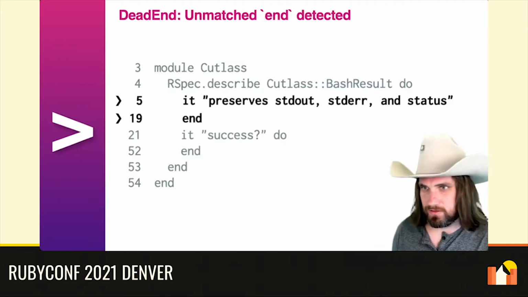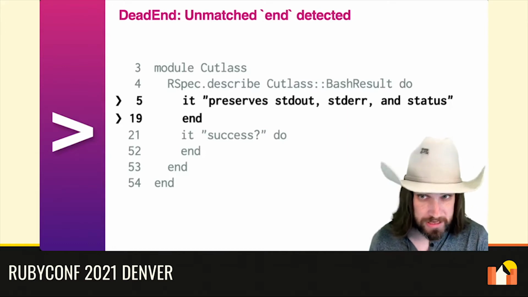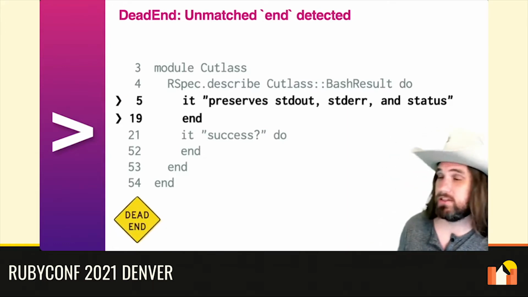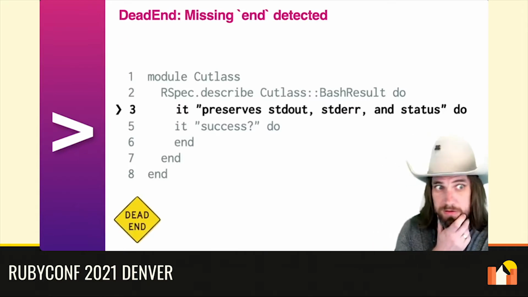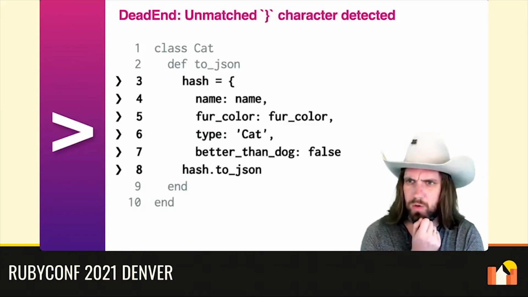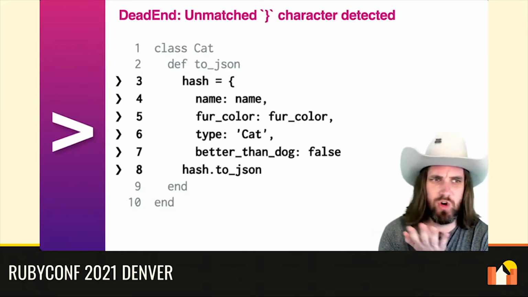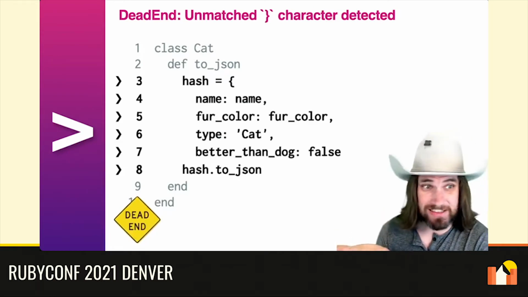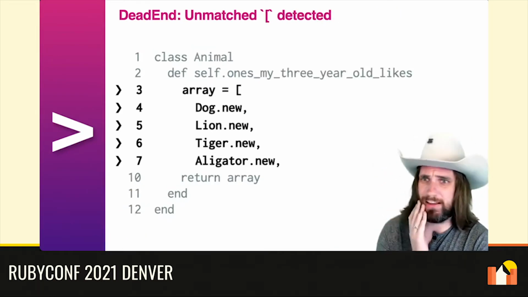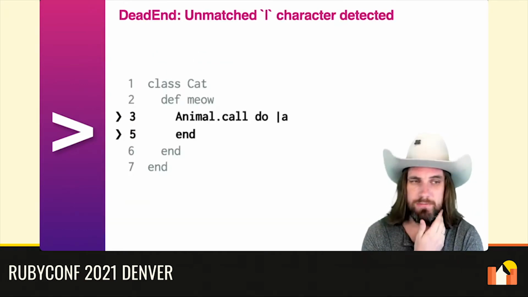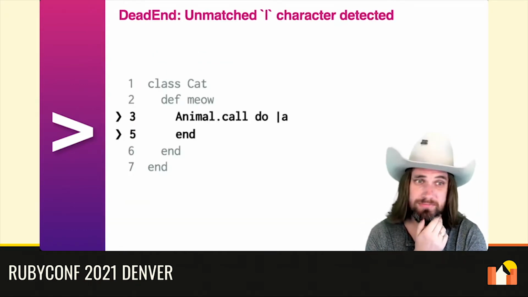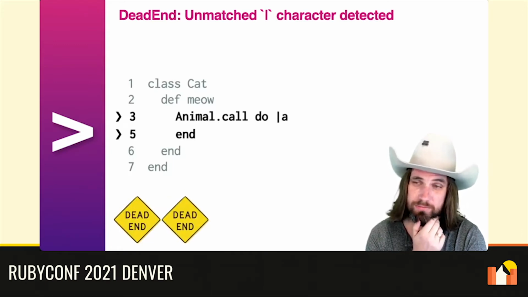All right, so you saw one example of dead end finding a syntax error. What else can it do? When you miss a keyword like if, do, or def, dead end finds the problem. What about an end keyword? Can it do that? Whew. Dead end finds the problem. When you miss a curly bracket, there's no way. Dead end finds the problem? What about a square bracket? Dead end finds the problem? Okay, what about a missing pipe character? Well, dead end finds the problem.